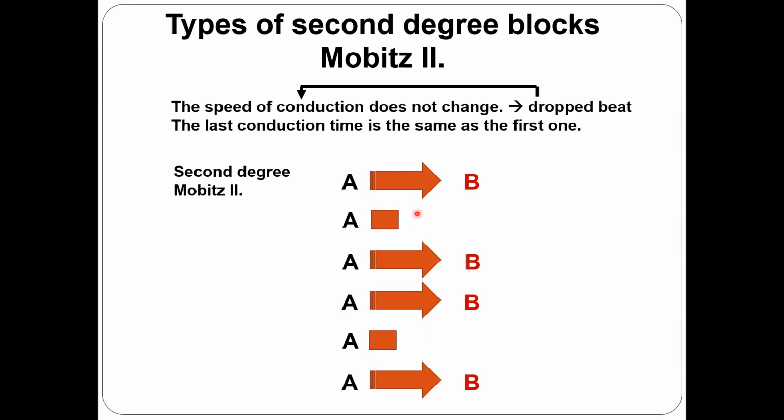So it means conducted, conducted, not conducted, conducted, that means second degree, okay? Or conducted, not conducted, conducted, conducted, conducted, conducted, conducted, and not conducted. This is again a second degree block.